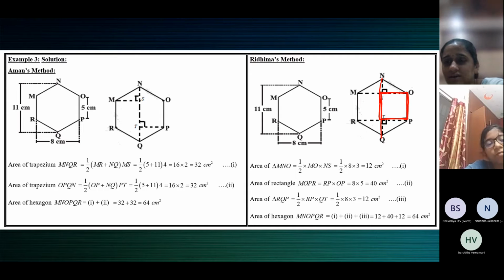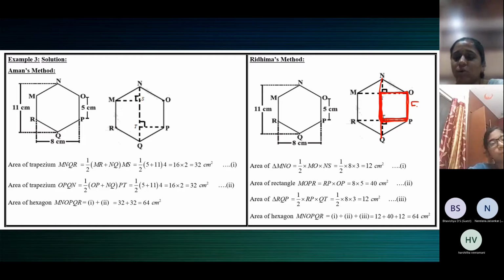This portion is a rectangle. Yes or no? See, it can be a square also, but it's a rectangle. It may be a square. That's okay. But is it a rectangle in the sense opposite sides are equal? Opposite sides are equal. This one is a rectangle. Yes or no? Yes, ma'am.